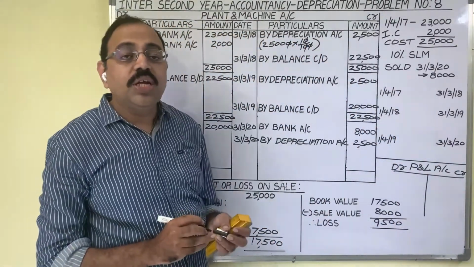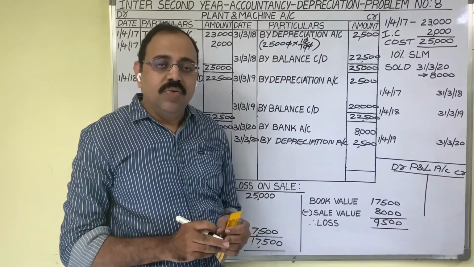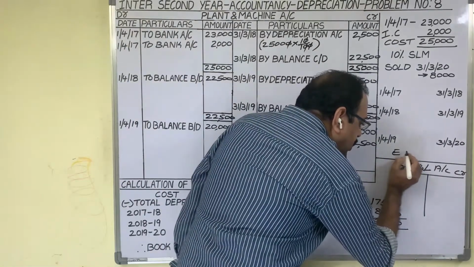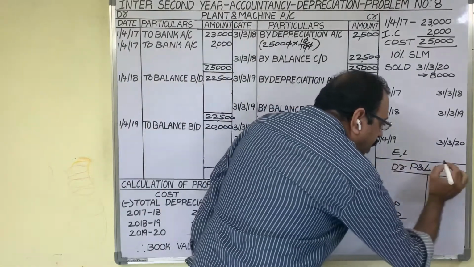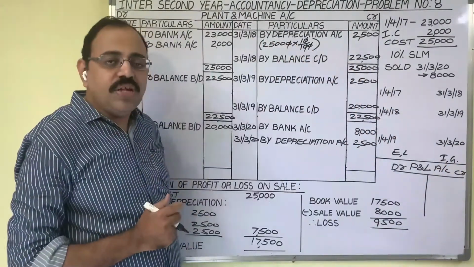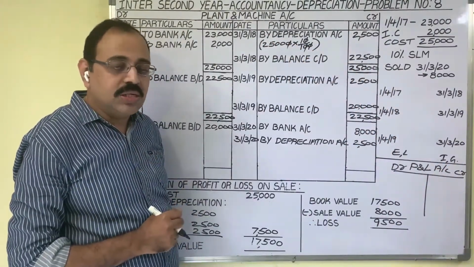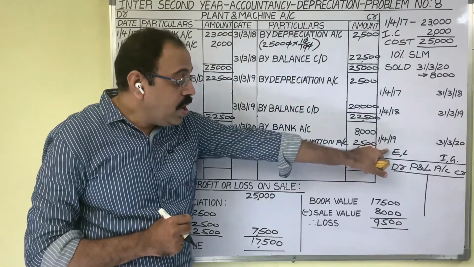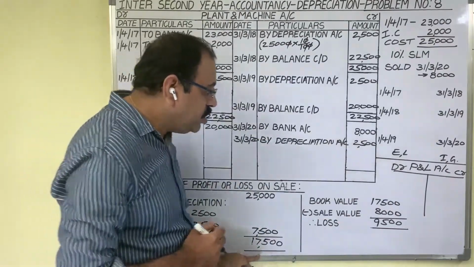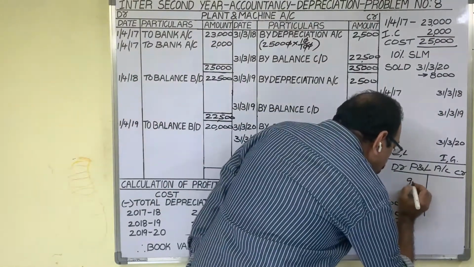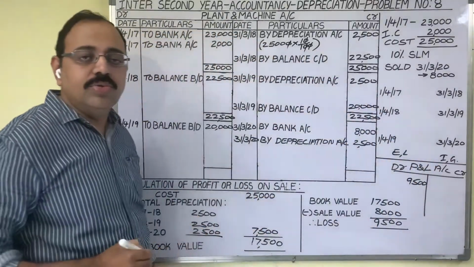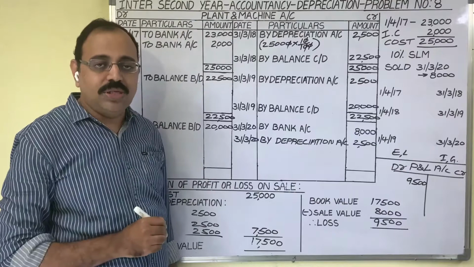Profit and loss account is a nominal account. What is the nominal account rule? Debit all expenses and losses, credit all incomes and gains. On sale of an asset, if there is any loss, as per the nominal account rule, we should debit that loss. Therefore, this 9,500 we should show on the debit side of the profit and loss account while preparing final accounts.